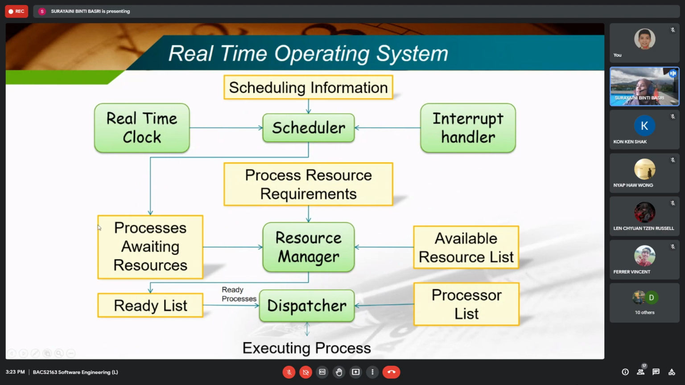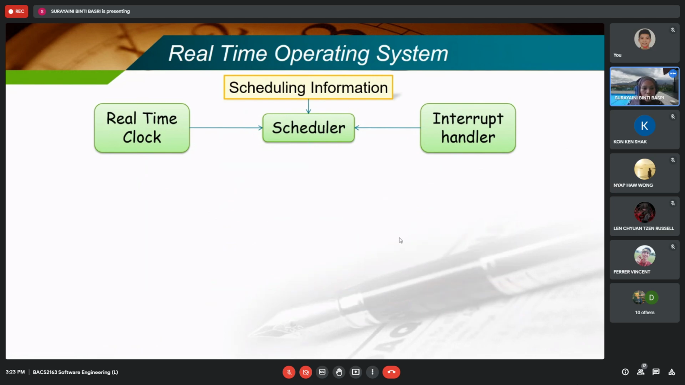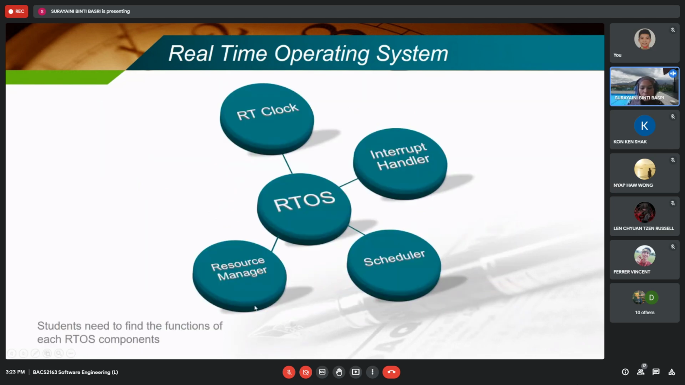So this is more or less how the components of the RTOS work together. But you can understand more later when you read about each of these components.